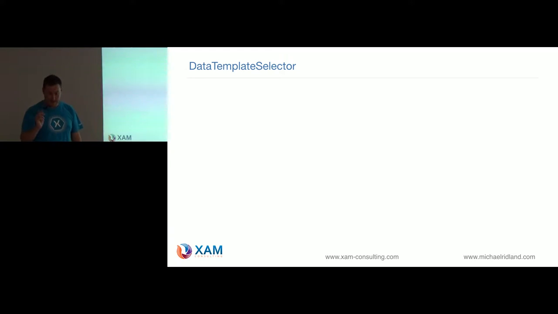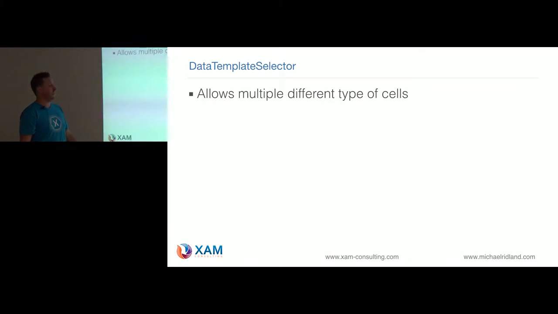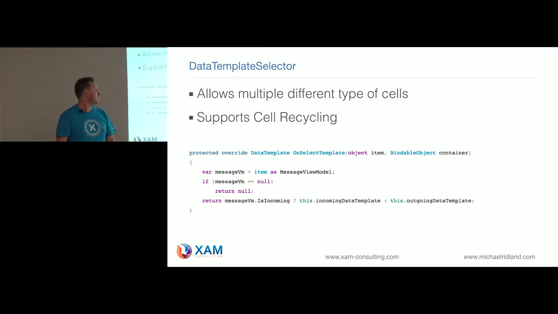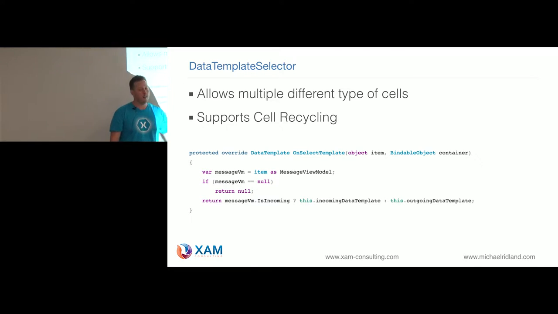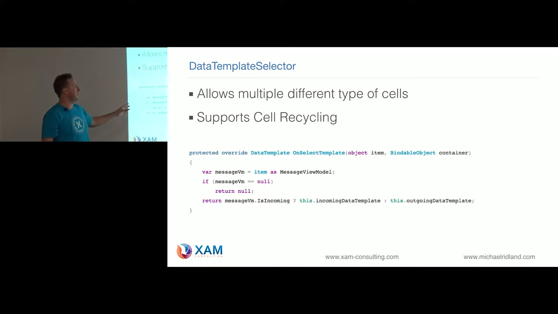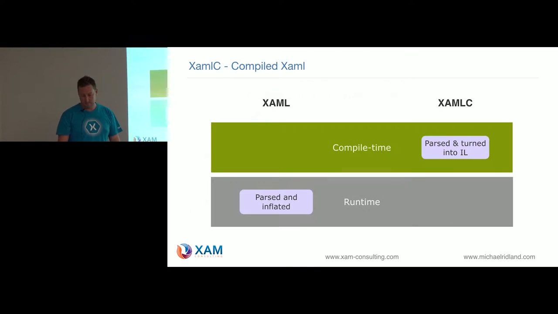And then the data template selector. The data template selector is important when you have two different types of views, but you still want to support the cell recycling. So here, can you imagine you have like a chat window, which is an incoming message and an outgoing message? These are two different types of views, but you still want to have that cell recycling for those different types of views. You don't want to relay out everything the whole time. So in this case, you've got your incoming data template and you've got your outgoing one, and they're still supporting the cell recycling.